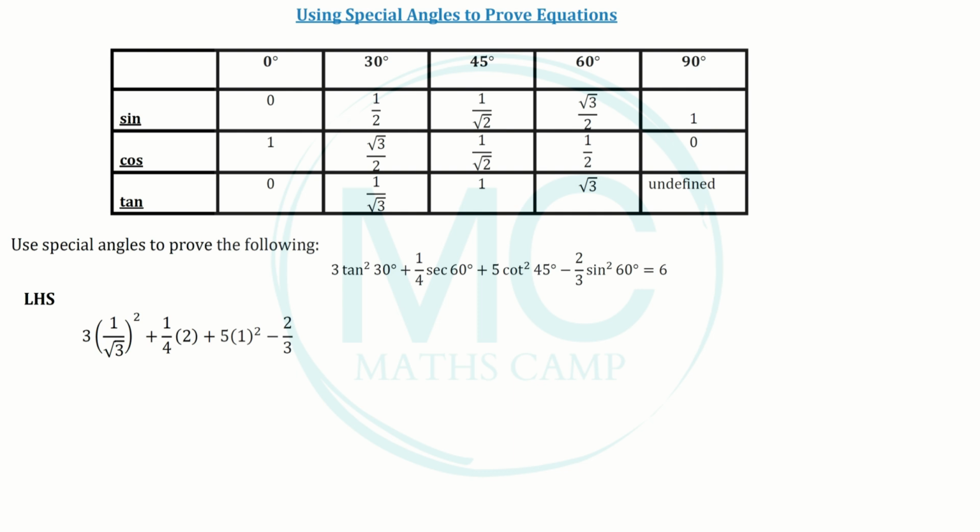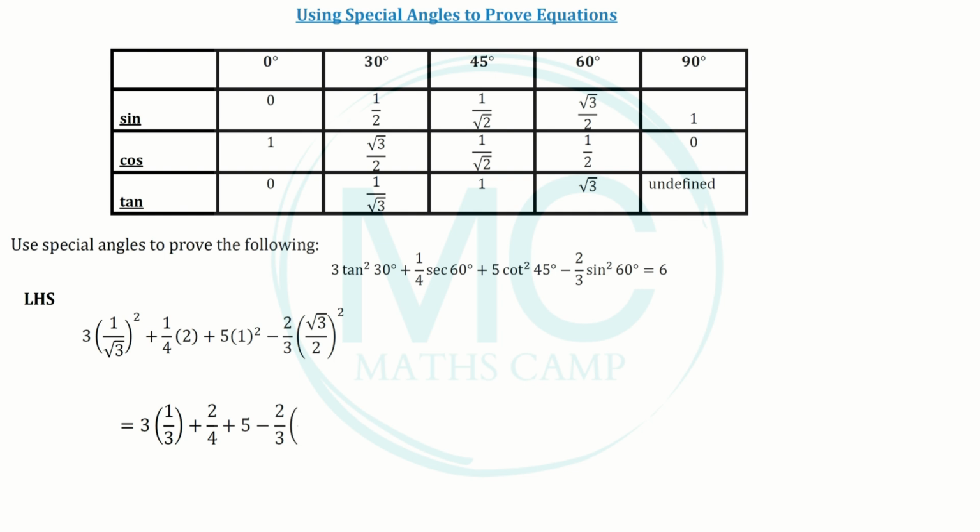Sine 60 degrees is root 3 over 2, so we can put this into a bracket, and now we can square it. Now we can simplify. Let's start by squaring our brackets. We have root 3 inside our first bracket. 1 squared is simply 1, over root 3 squared, which is 3. Let's close this bracket, plus 1 over 4 multiplied by 2, which gives us 2 over 4, plus 1 squared, which is 1, multiplied by 5 gives us 5, minus 2 over 3.